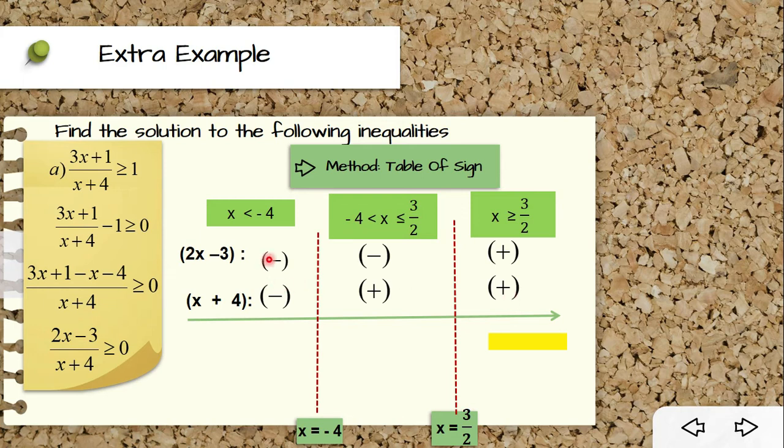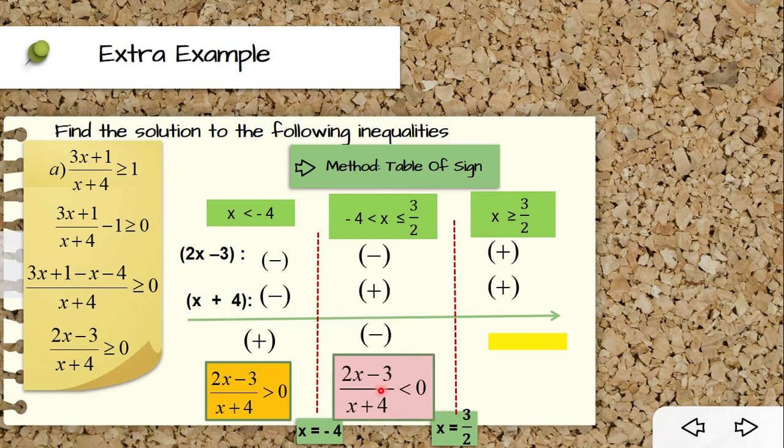So now we want to get the result. We do the multiplication or division of the signs here, and because this is a rational inequality, we apply the division concept. Negative divided by negative gives positive. Referring to the question, (2x - 3)/(x + 4) is more than 0 here because it's positive. Next, negative divided by positive gives negative, so the rational is less than 0. Next, positive divided by positive is of course positive, so this rational is more than 0.